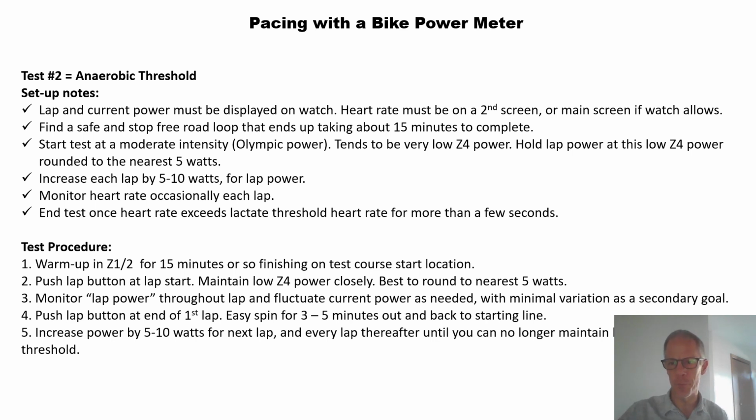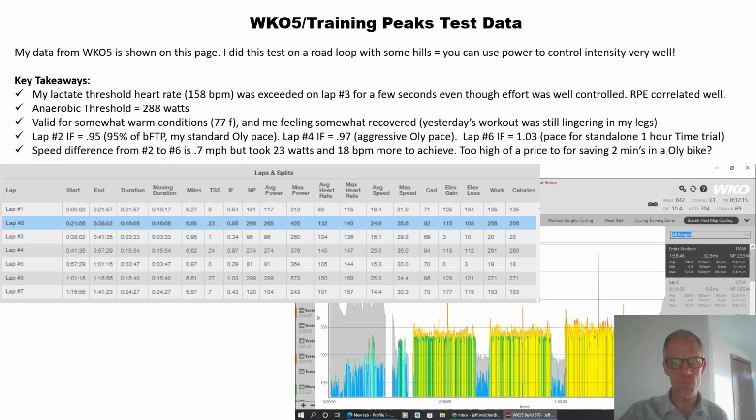So let's go through my example. Training Peaks data with a little bit of WKO to add color. My data from WKO5 is shown on this page along with Training Peaks. And you can see that I did this on a road loop with some hills. It was the Lakeshore course.